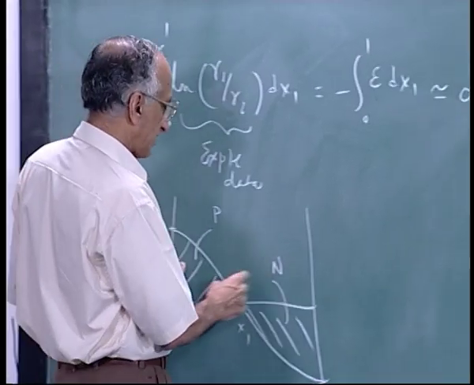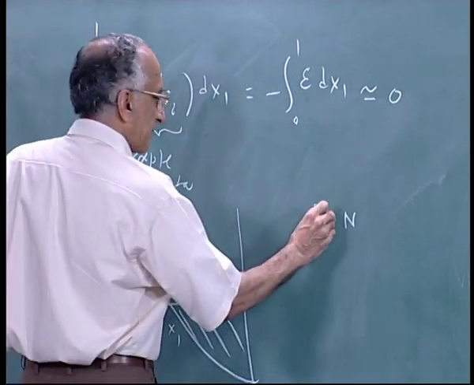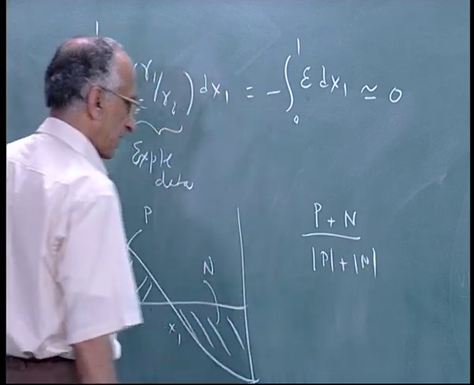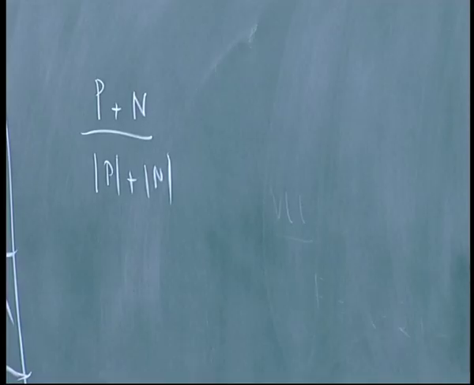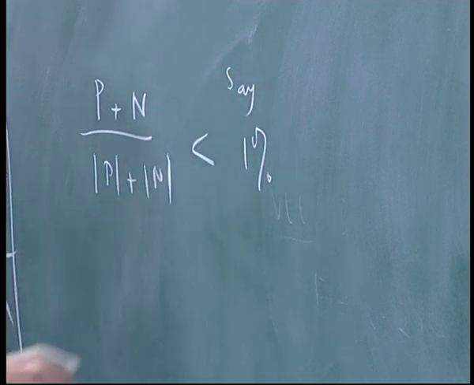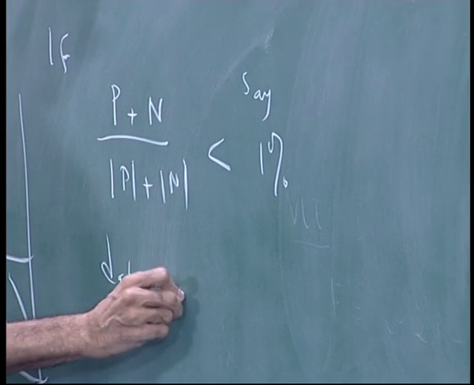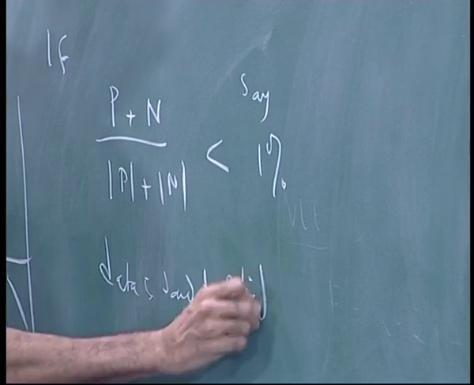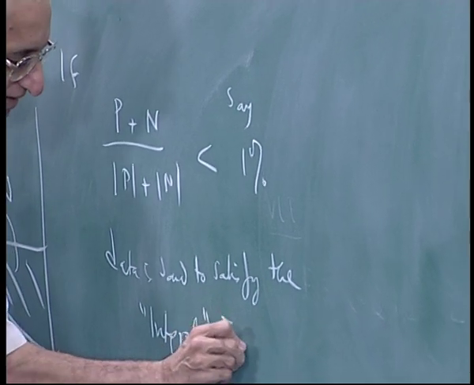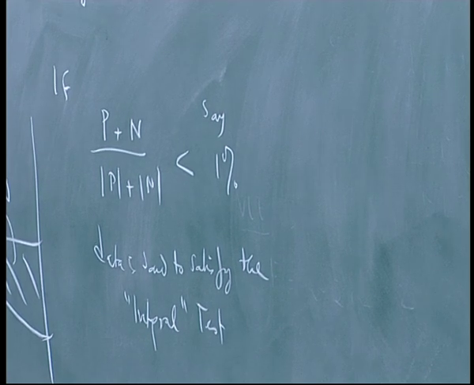The integral test says if P is the positive area and N is the negative area, then (P plus N) divided by (P plus N), this is an algebraic quantity, that is a negative area, this is a positive area, is less than a prescribed amount, say 1%. Then the data is said to be consistent, said to satisfy the integral test. This test is called the integral test of consistency, because you are taking an integral over the entire composition range.